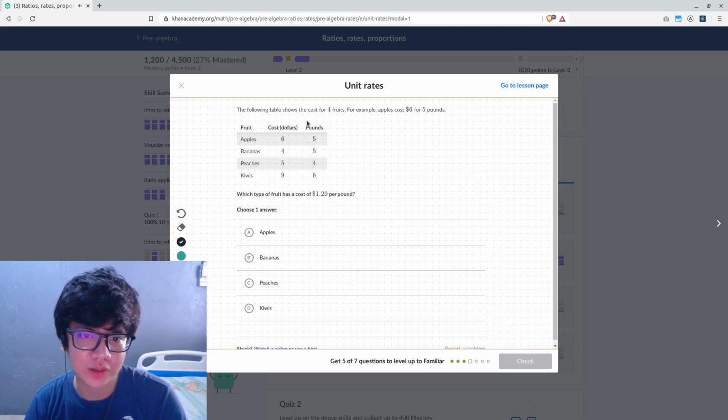The following table shows the cost for 4 foods. For example, apple costs $5 for 5 pounds. Which type of fruit is cost?